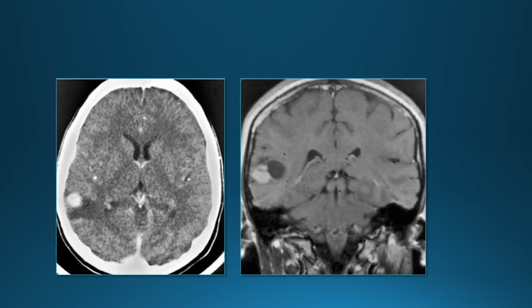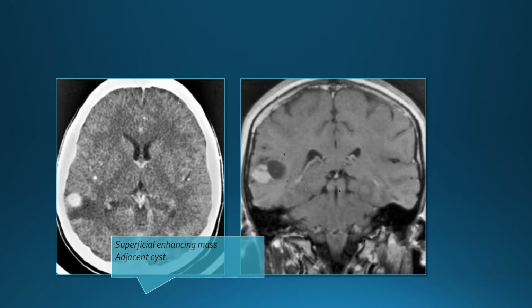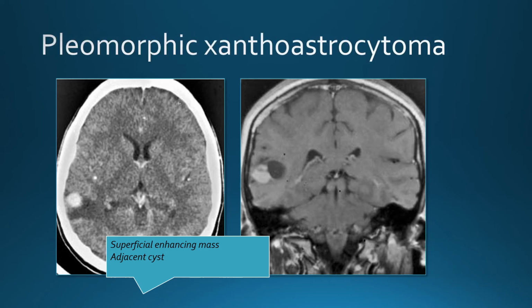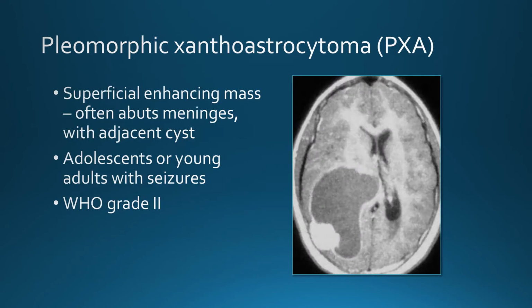CT and post-contrast T1. Fairly superficial enhancing mass with an adjacent cyst. This is a pleomorphic xanthoastrocytoma. So it's a superficial mass. Often the enhancing component abuts the meninges, and then the cyst is deep to it. Usually adolescents or young adults presenting with seizures, and this is a WHO grade 2.